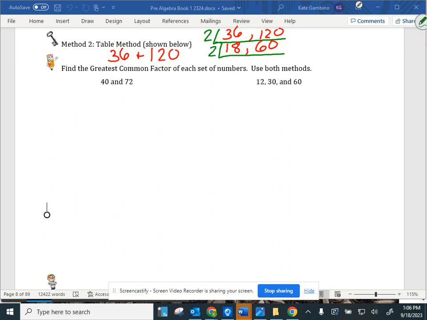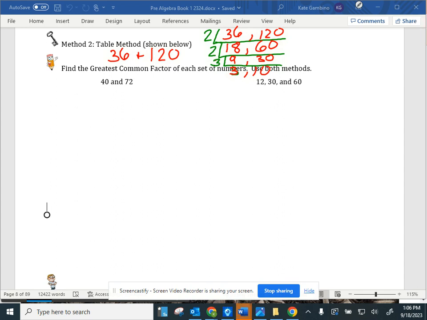So now I can divide another 2 out. What would I be left with, Claire? 9 and 30. Can I divide something else out of 9 and 30? Jude? You could divide 3 out of it. 9 divided by 3 is 3. 30 divided by 3 is 10.